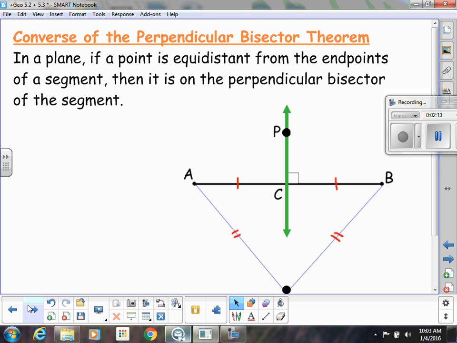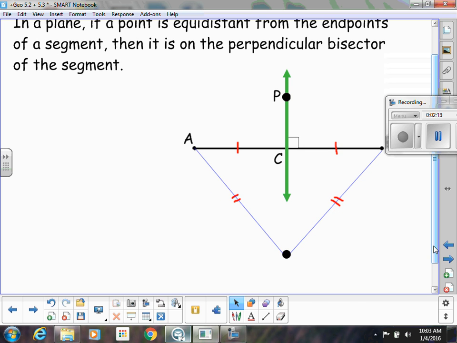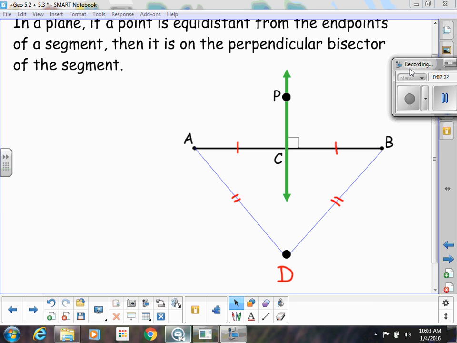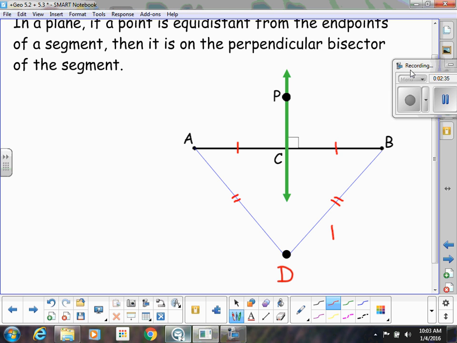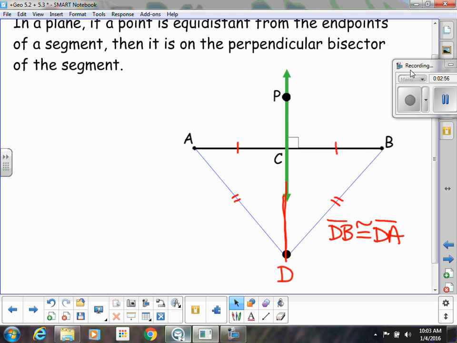All right, now the converse of that. If we know that there's some point, notice that we don't even have this labeled, so let's label this maybe point D. If I have some point that is equidistant from the two endpoints of the segment, so I see that DB is congruent to DA, then I know that D has to be on this perpendicular bisector, even if the diagram doesn't show that it's actually on it. So D has to be on the perpendicular bisector PC. That's what the converse says.